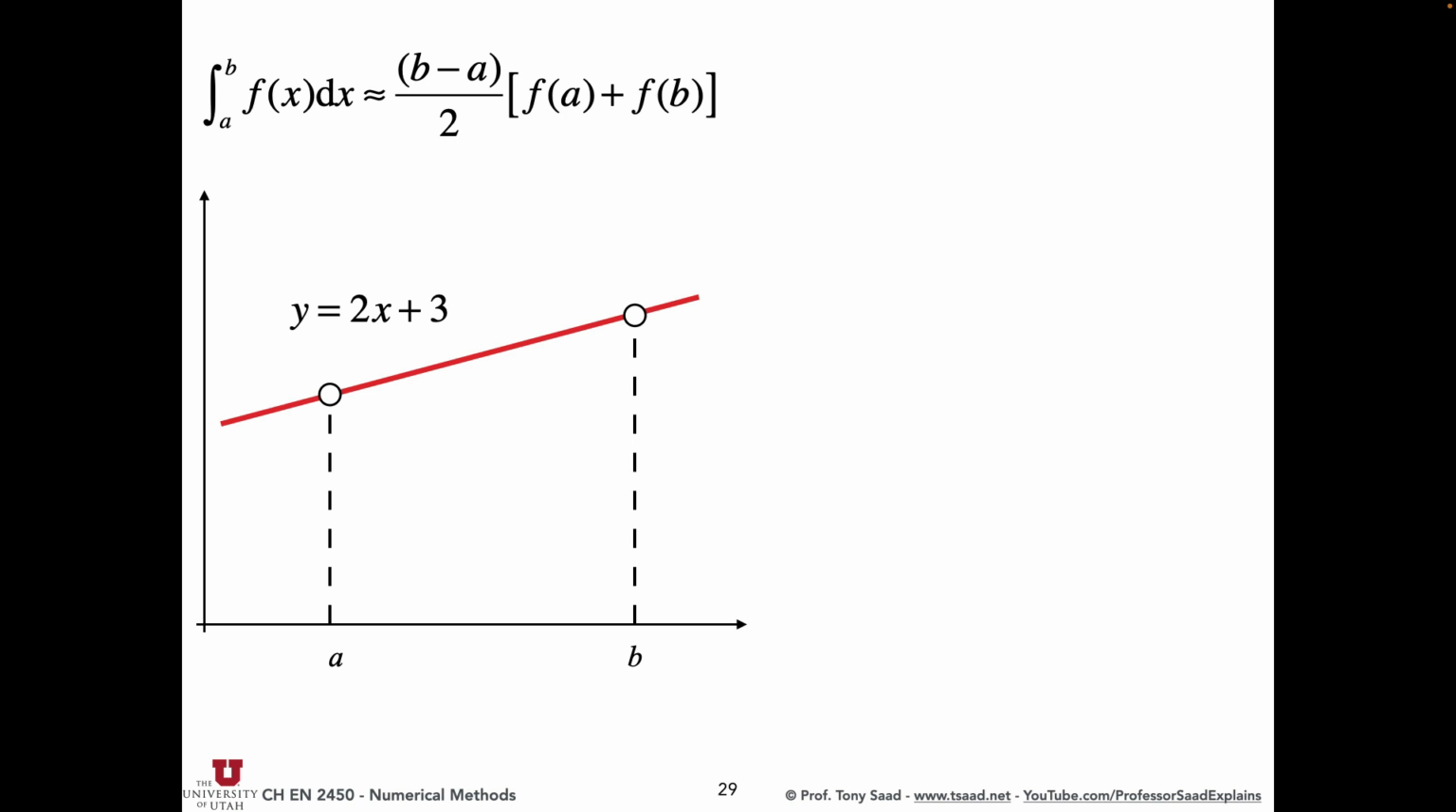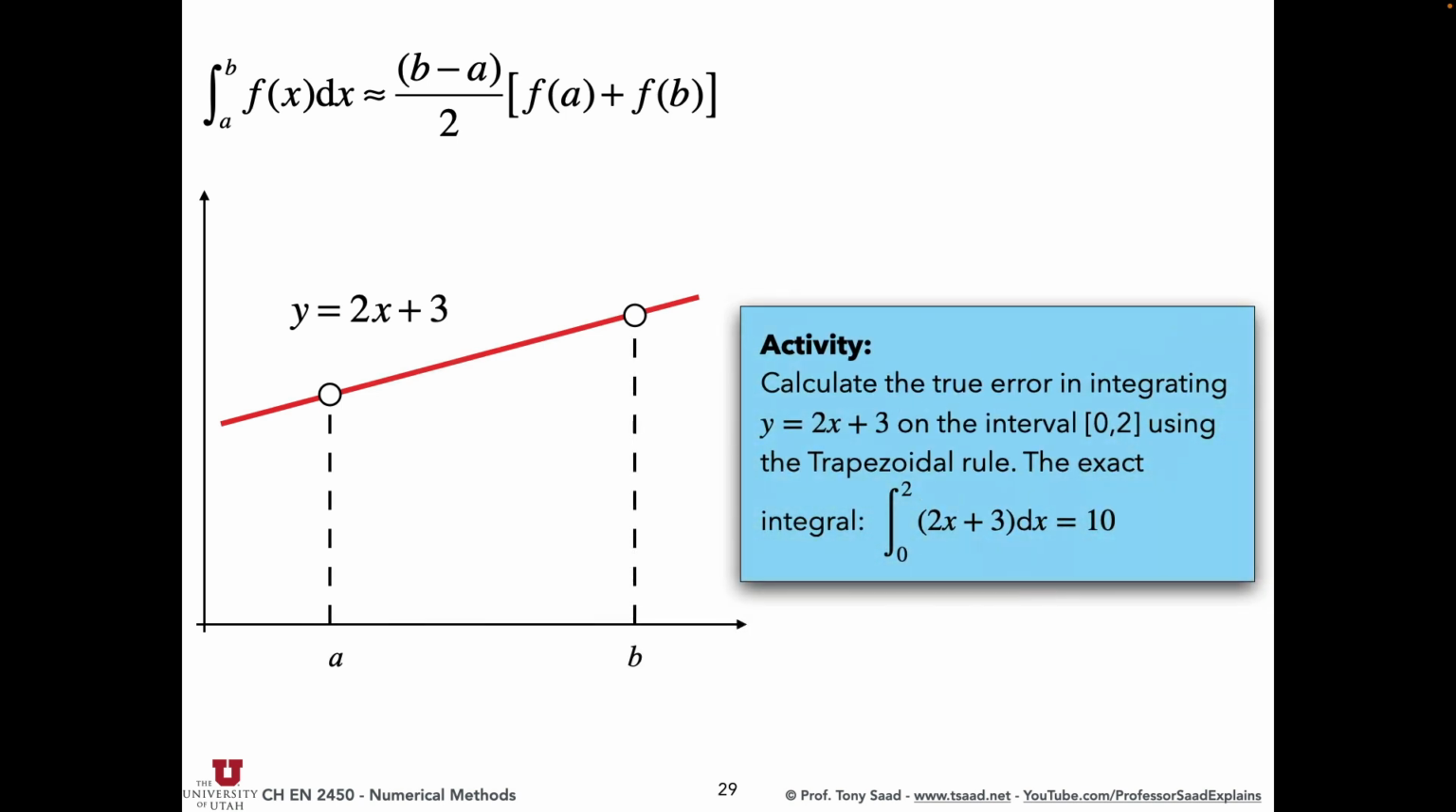This is a curve. My curve is y equals 2x plus 3 between a and b. And I'm asking you, what is the true error in integrating y equals 2x plus 3 using the trapezoidal rule between 0 and 2? So in other words, okay, the exact solution is the integral from 0 to 2 of 2x plus 3 dx. That's equal to 10. You can integrate that by hand. Now, if I were to approximate that with the trapezoidal rule, what's the true error?